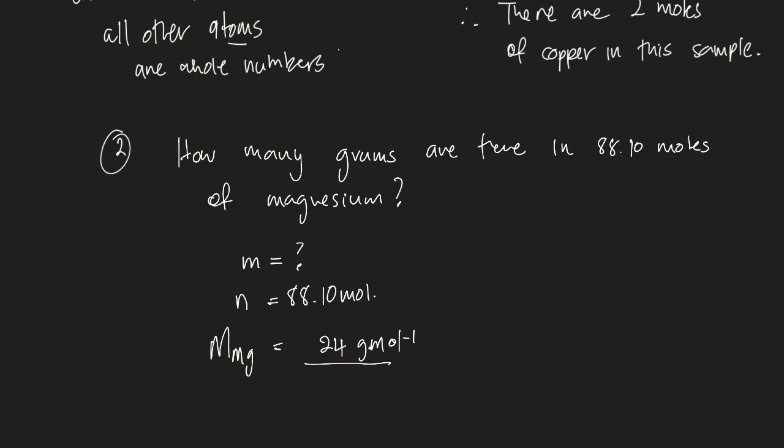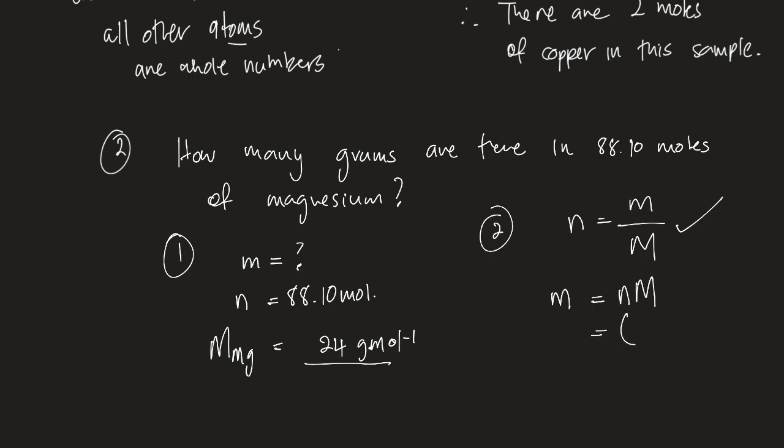So you'll go, that's your step 1, info. Step 2, formula. n is equal to m over M. Now remember I said you get a mark there. Then you can manipulate it. You want mass. So technically m is equal to nM. Your number of moles is 88.10 and your molar mass is 24. And your mass of the sample is 2,114.40 grams.